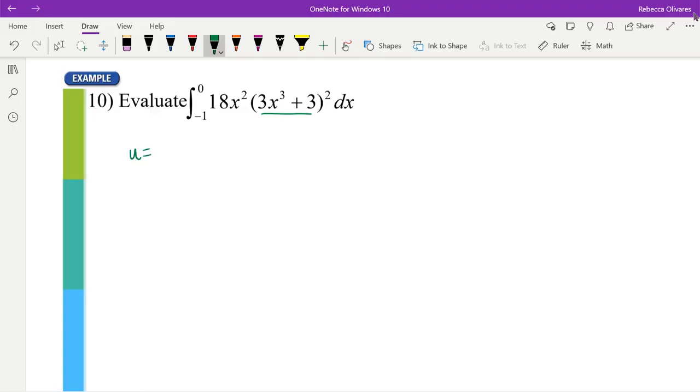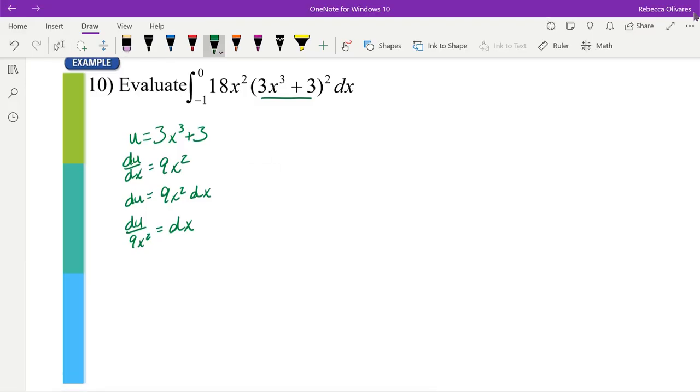So we're going to let u equal 3x cubed plus 3. Remember, we do a du dx, which would be 9x squared. And we ultimately want to solve for dx, so we can say du is 9x squared dx. Du over 9x squared is equal to dx. Okay, so that's all part of the setup, but I'm actually going to do something else with my setup. I need to find a new lower boundary, and I'll need to find a new upper boundary.